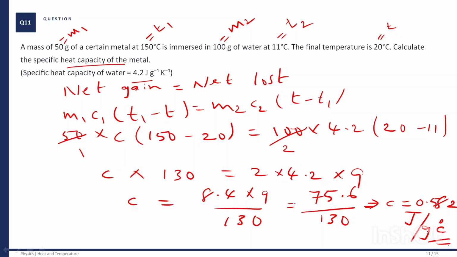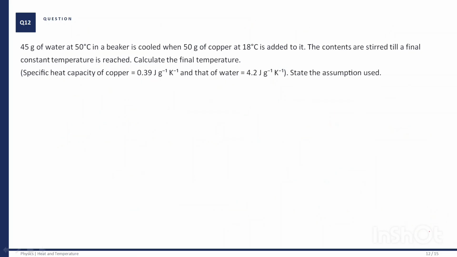This is the first problem we face from the method of mixture. Net gain equal to net loss. Who is gaining the heat energy here? Water is gaining the heat energy. Who is losing the heat energy? Metal is losing the heat energy. We'll go for the next one.